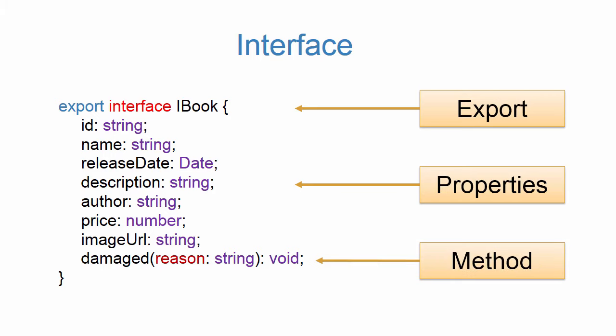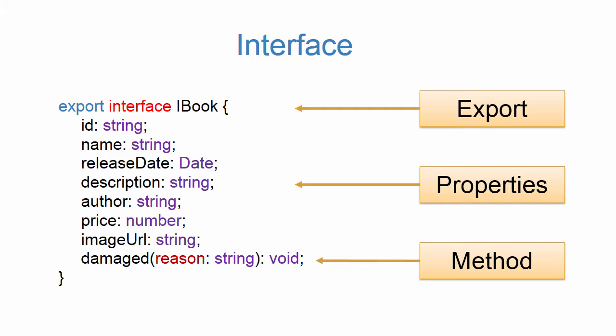And here we've defined a method. We've included the name of the method, any parameters along with their data types, and the return type, which in this case is of type void since nothing is being returned. Also notice how we're using semicolons at the end of every property and method definition.